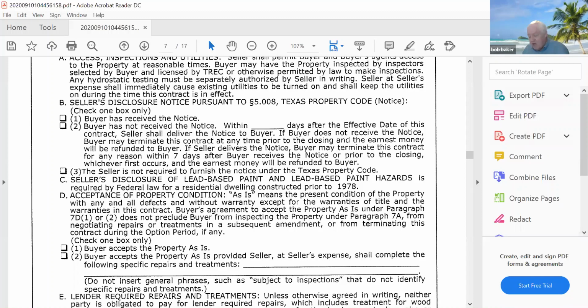Now, the question we have with number 7: if 7B2 is checked, that means that the buyer does not have the seller's disclosure notice. What is a good time for the seller to deliver the seller's disclosure notice? In other words, how much time should we have there? What do you think? Within 2 to 3 days. Okay, 2 or 3 days.